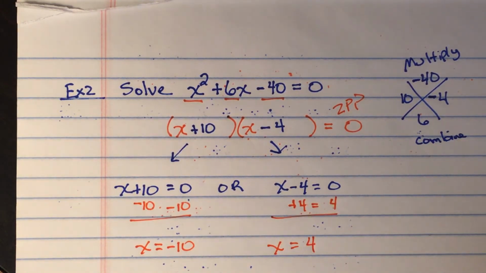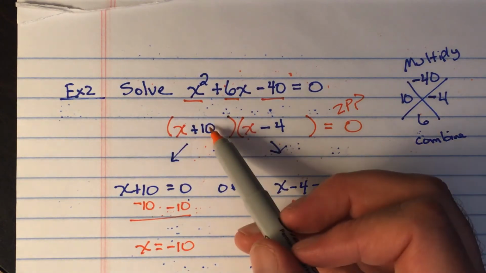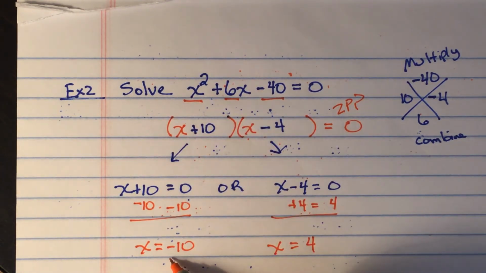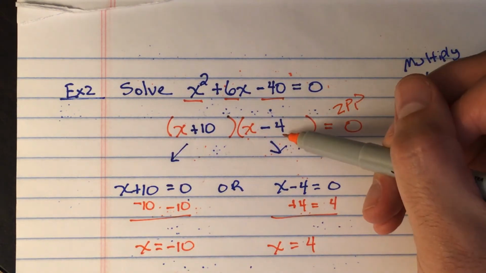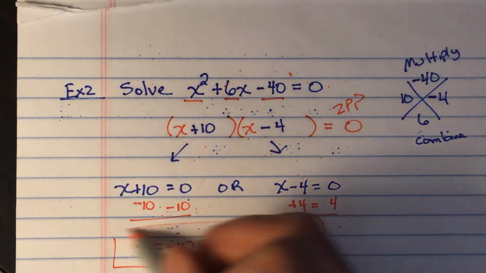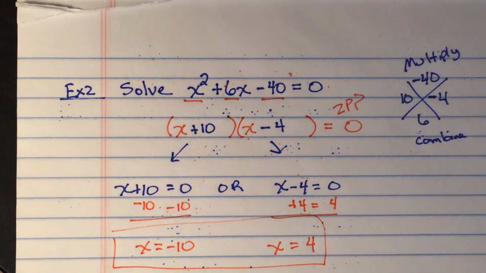What you'll notice after doing a couple of these is once you get your factors, if your factor is x plus 10, your solution is just going to be negative 10. If your factor is x minus 4, then your solution is going to be the opposite, x equals 4. So hopefully you start to see that pattern, where once you get your factors, your solutions are just the opposites of your factors.